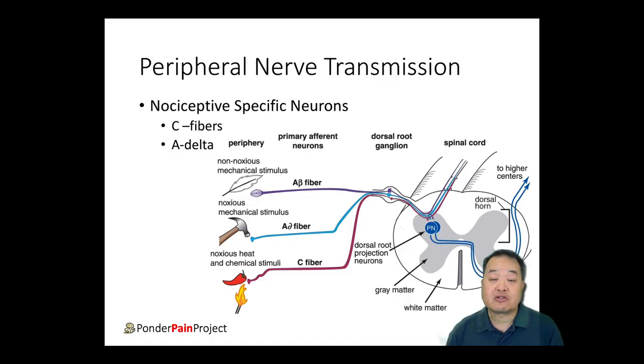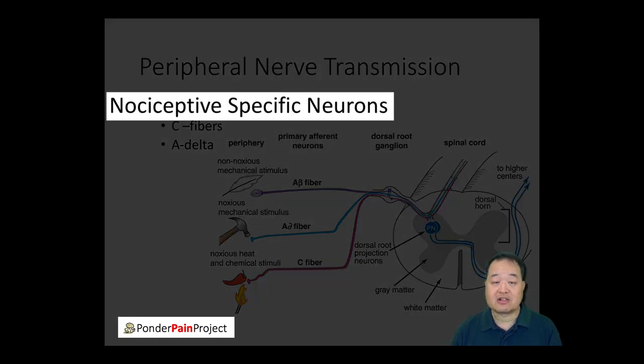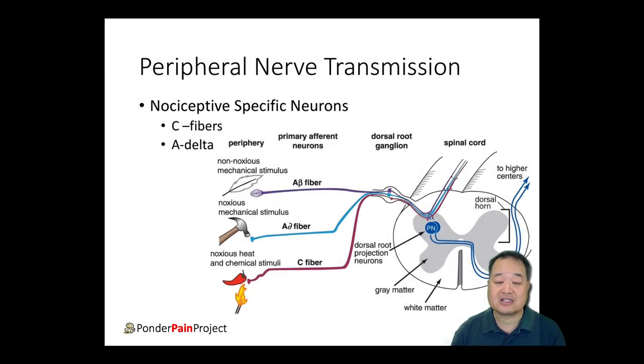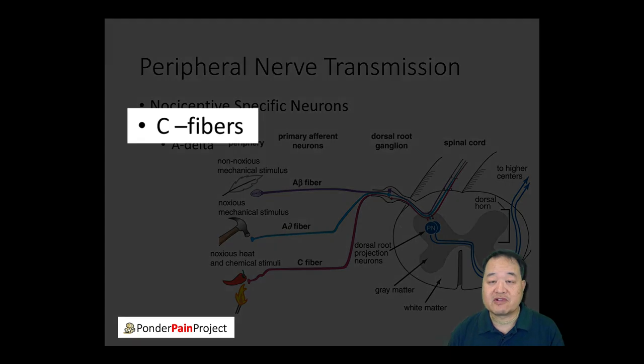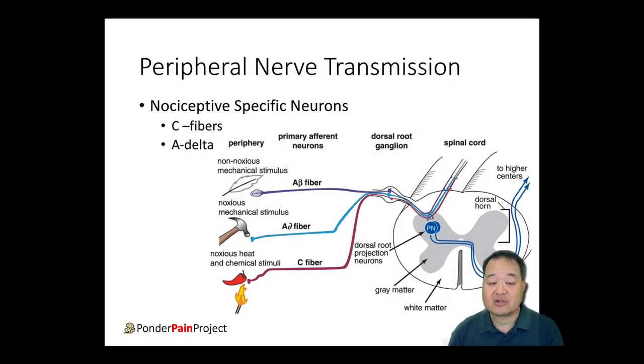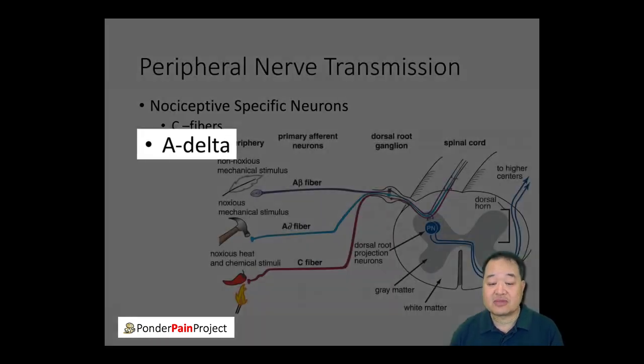So what special nerves do we have that transmit this information? Well, actually we have a couple of special nerves. In the past they've been called pain nerves, but in reality they're not pain nerves at this point, because remember that pain occurs after processing of signals to the brain happens. So really, these are nociceptive nerves, and what we call them is nociceptive specific neurons. Now there's two primary groups of nociceptive specific neurons. One is called C fibers, and the second is called A delta fibers.